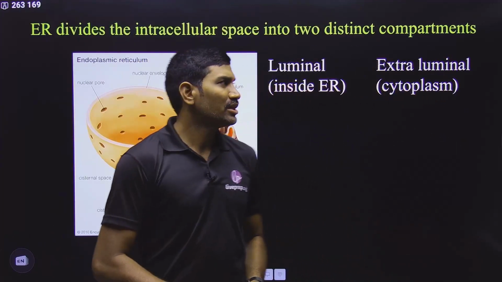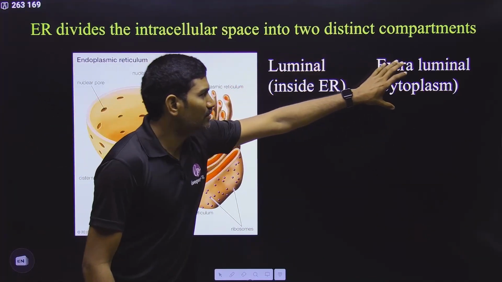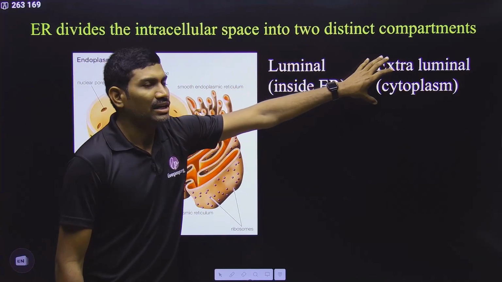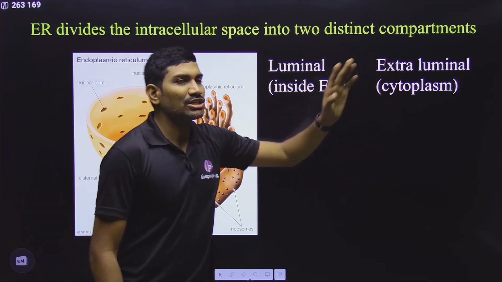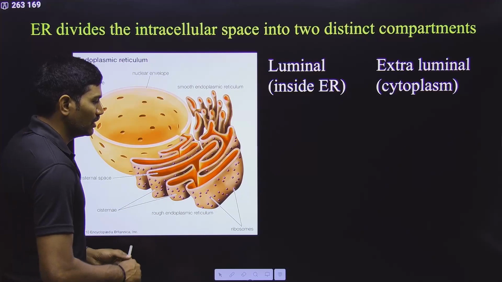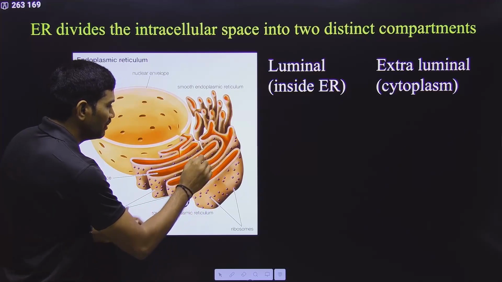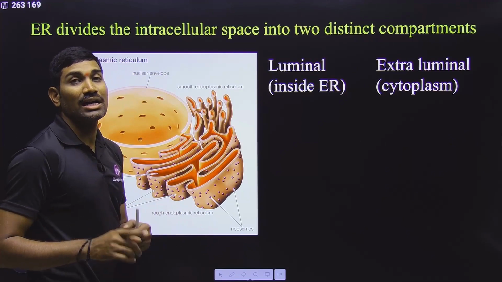Again, this endoplasmic reticulum is classified into different types. Before going into this, first we will understand these words and their meanings: luminal side, extraluminal side. What is the meaning of this? Suppose this is the endoplasmic reticulum. So this is the membrane. This membrane is enclosing some space. The space enclosed by this membrane is called a lumen.